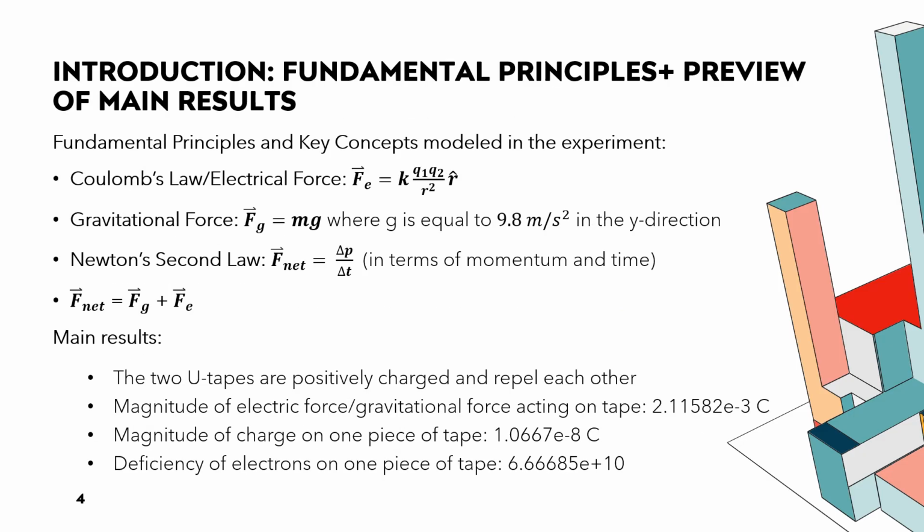The first is Coulomb's law, or electrical force, and you can see that equation written on the screen. Essentially what we will conclude from this is that like charges will repel each other while opposite charges will attract. And then for gravitational force, we have to account for this because gravity is also acting on the tape.